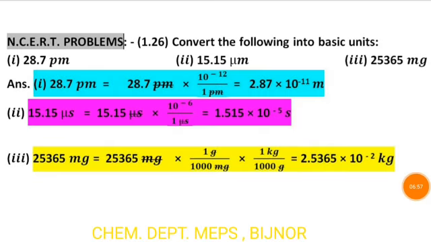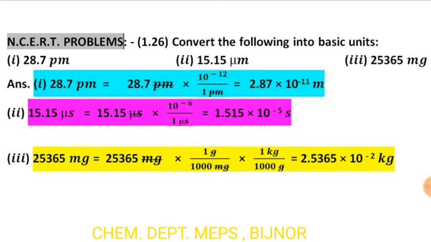In the NCERT book, question 1.26 is based on dimensional analysis. The question is, convert the following into basic units. The first question is 28.7 picometer. So student, picometer is not a basic unit. The basic unit is meter. Second case, 15.15 microsecond. Third one is 25,365 milligram. Milligram is not a basic unit. The basic unit is gram. So you convert into gram.